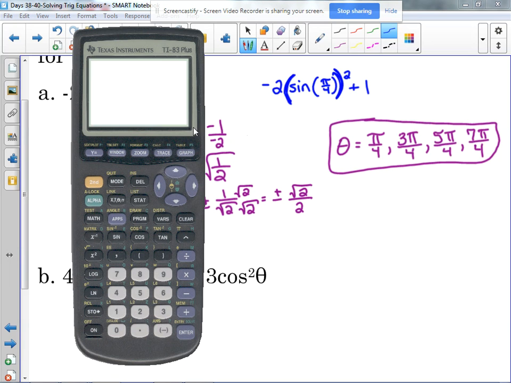So let's look at that really quickly. Should be in radian mode. Yep, so we're good there. Okay, parentheses, sine, pi over 4, close the parentheses on the angle, close the parentheses around the trig function, squared, plus 1. And that gives us 0. If we check the other ones, it would give us 0 as well. Okay, but you've got to put parentheses around the entire trig function before you square it.